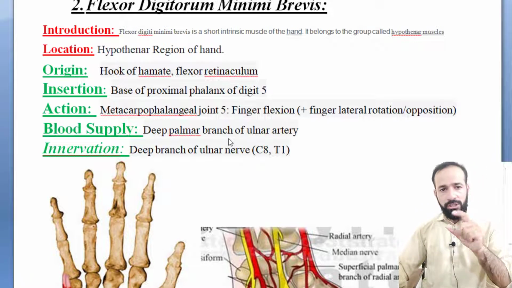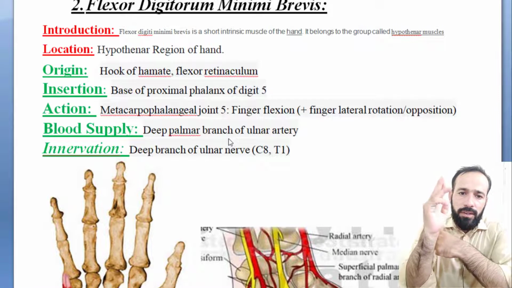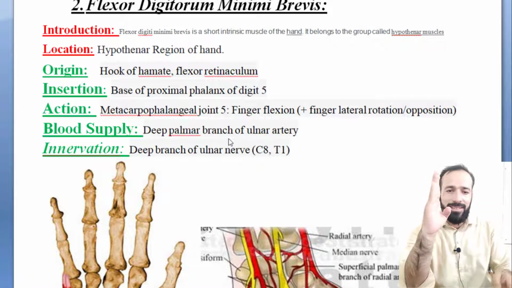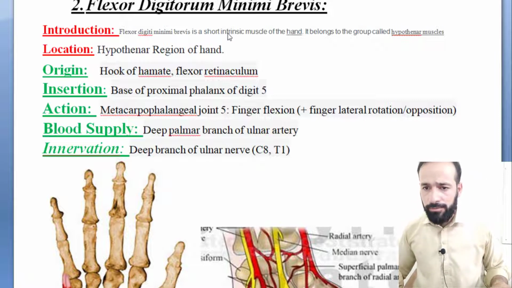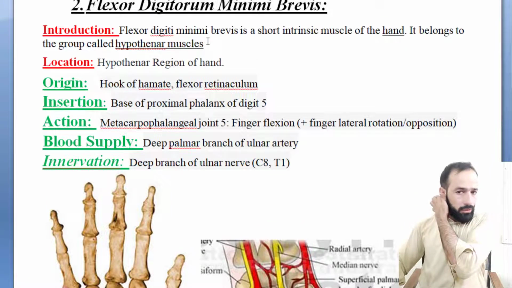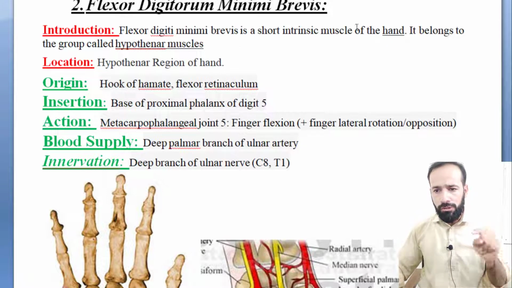Brevis means short, and digiti minimi means this finger. So it will cause the flexion, right? It will cause the flexion like this. So this is the flexion of digiti minimi. Let's do it. Okay, a little bit. Okay, so flexor digiti minimi brevis is a short intrinsic muscle of the hand.